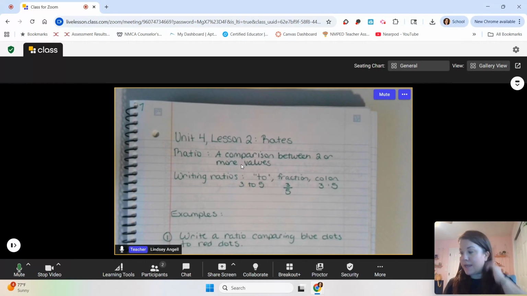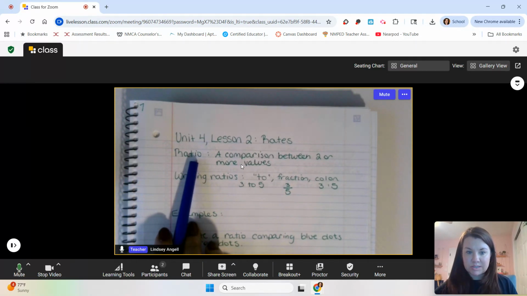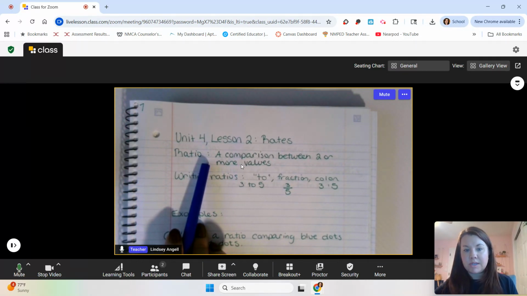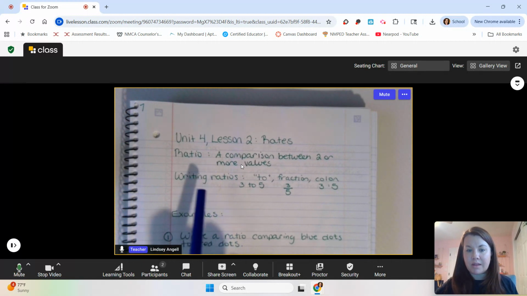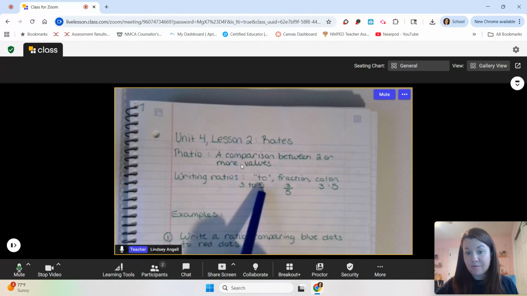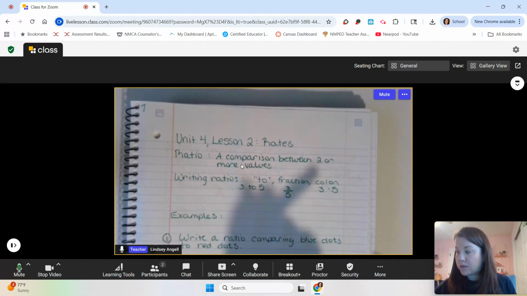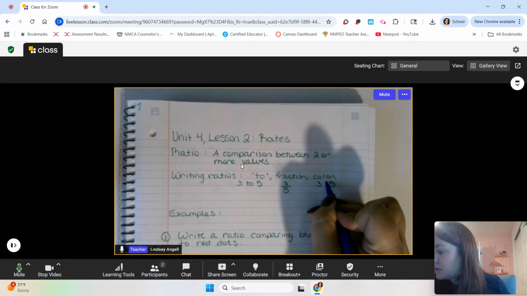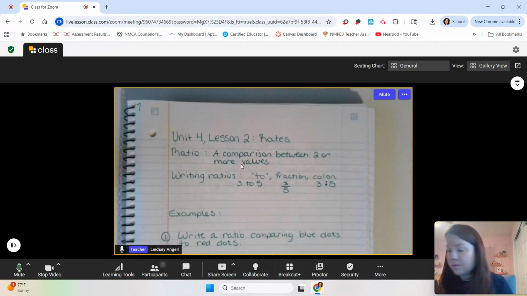So a rate can also be thought of as a ratio. It's like different kinds of ratios. And a ratio is a comparison between two or more values. And there's different ways that we can write them. We can write them using the word to. So like here I'm comparing 3 to 5, right? So you can literally just write out the word to. You can also write them as a fraction, 3 to 5. It's still read the exact same way. Or you can use a colon, which mine doesn't really look like two dots, but that's what that would look like there. Okay?